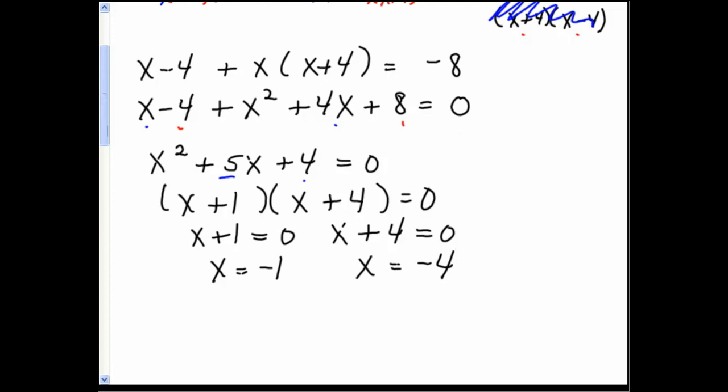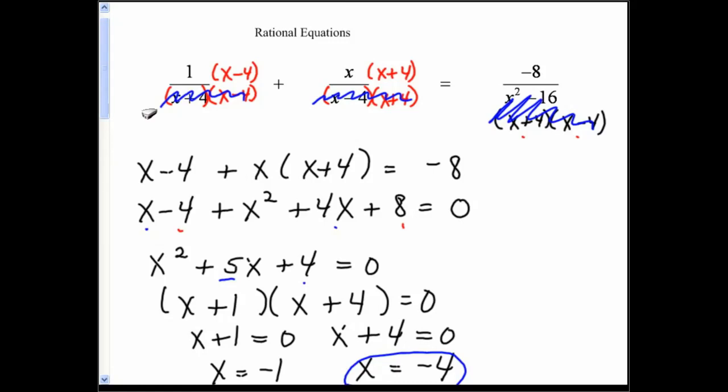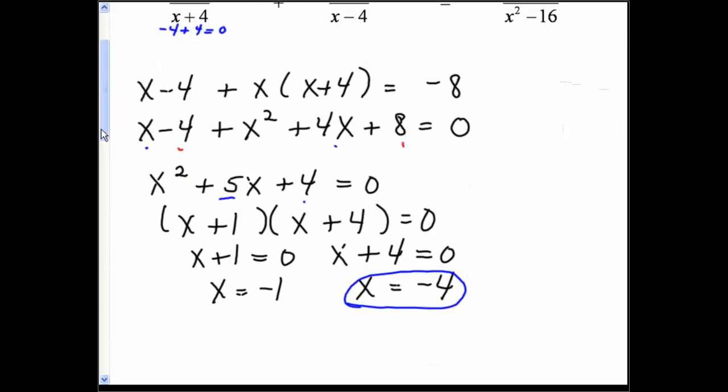Now we have two solutions, but I'm going to caution you about this solution x equals negative 4. And you might say, well, why is that? Well, if we go back and look at our original equation, the very, very original equation, what do you notice? If x equals negative 4, what's going to happen in this denominator? It's going to equal 0. So that solution, x equals negative 4, is going to have to be thrown out. It doesn't work. So there's only one solution, which will be negative 1.